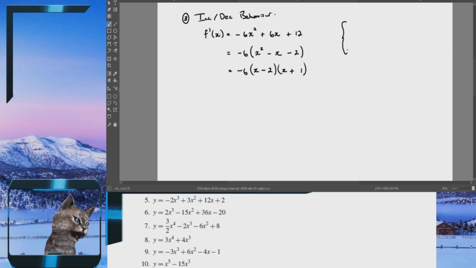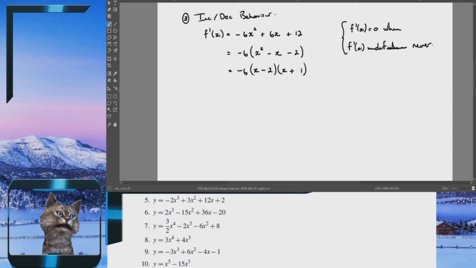We are checking 2 things in general. We're checking when is my derivative equal to 0 and when is my derivative undefined. Now in the case of a polynomial, the second one is going to be a never. No values of x will make this function undefined, but I do get a couple when x are certain values, in this case a negative 1 and a 2, that will make the derivative 0. So these are my potential critical points at this stage.